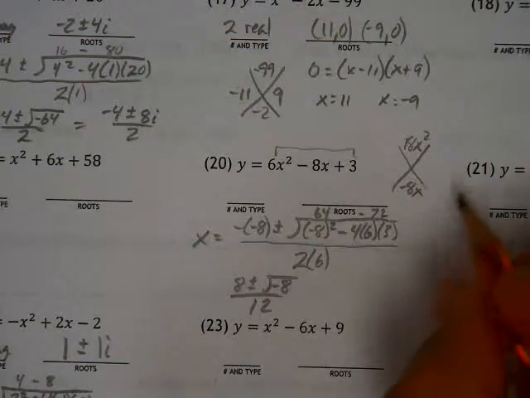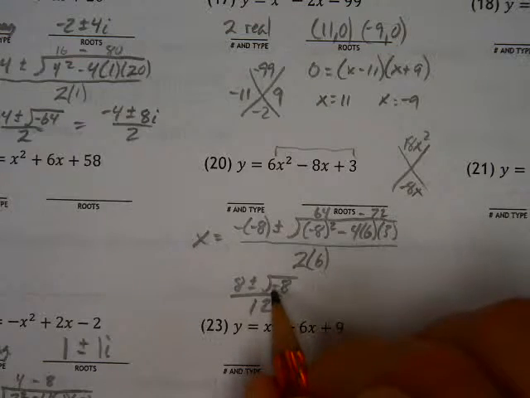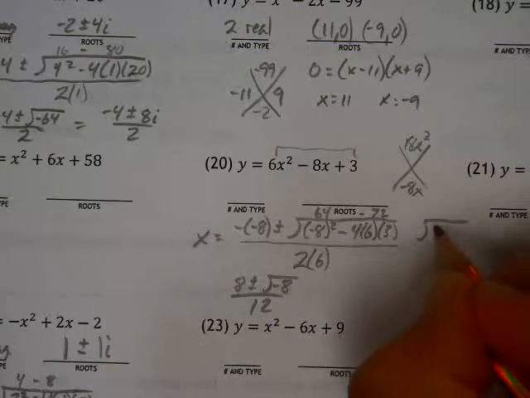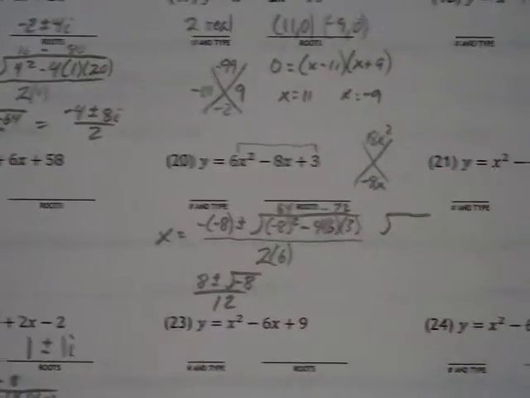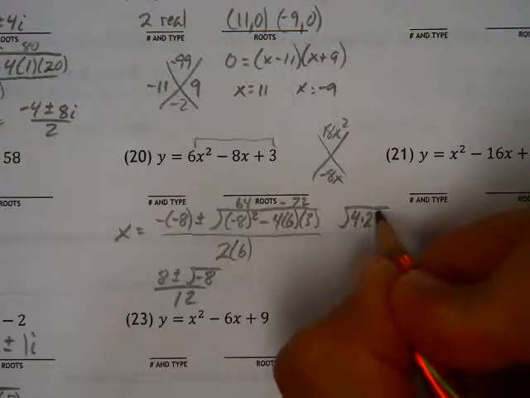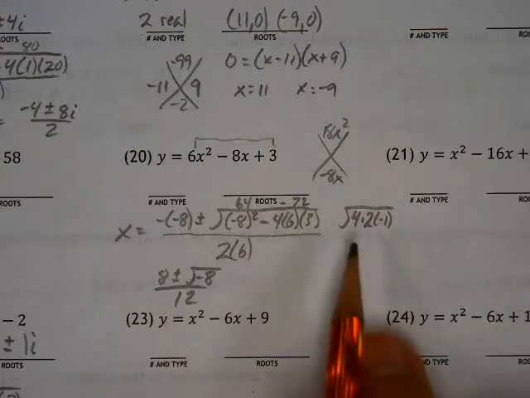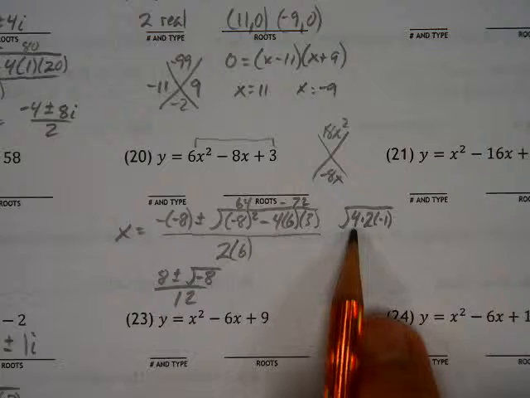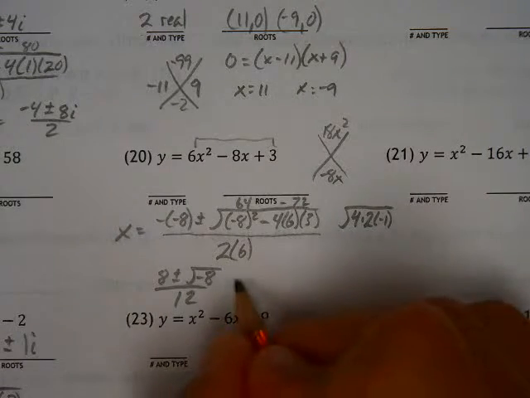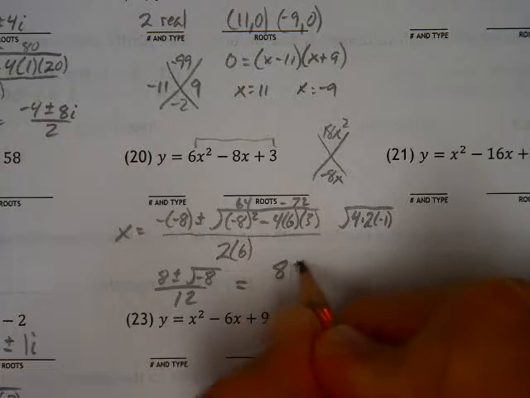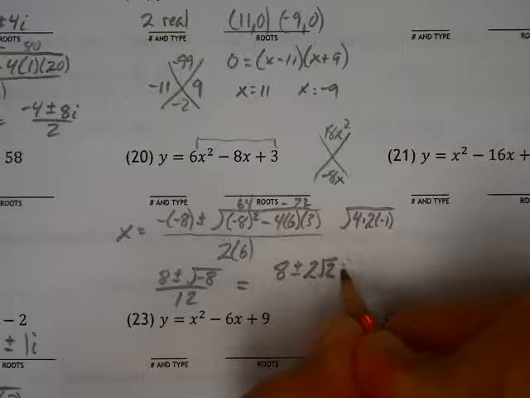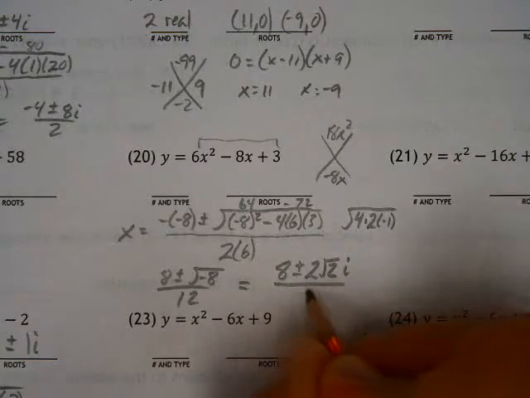Remember, negative 8 is not only going to be an i thing, but it's also going to be simplifiable in that the square root of 8 can be reformed as a square root of 4 times 2 times a negative 1. Okay, two of those three things can come out. Square root of 4 is 2. Square root of negative 1 is i. So you have an 8 plus or minus 2 times the square root of 2i all over 12.